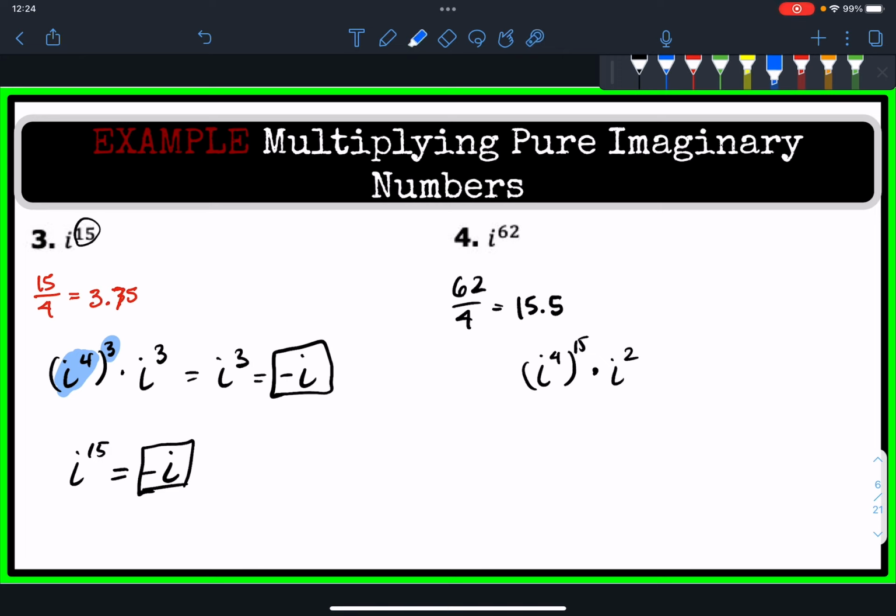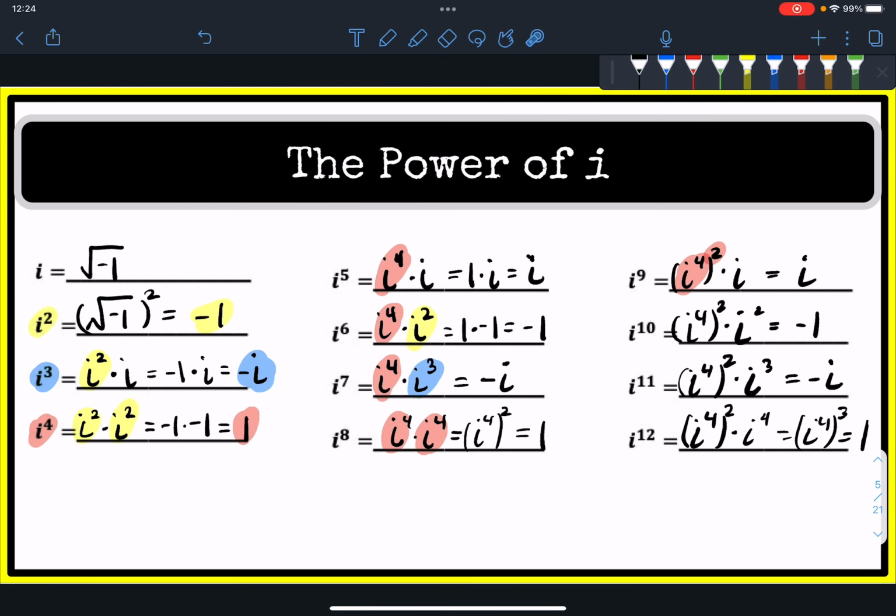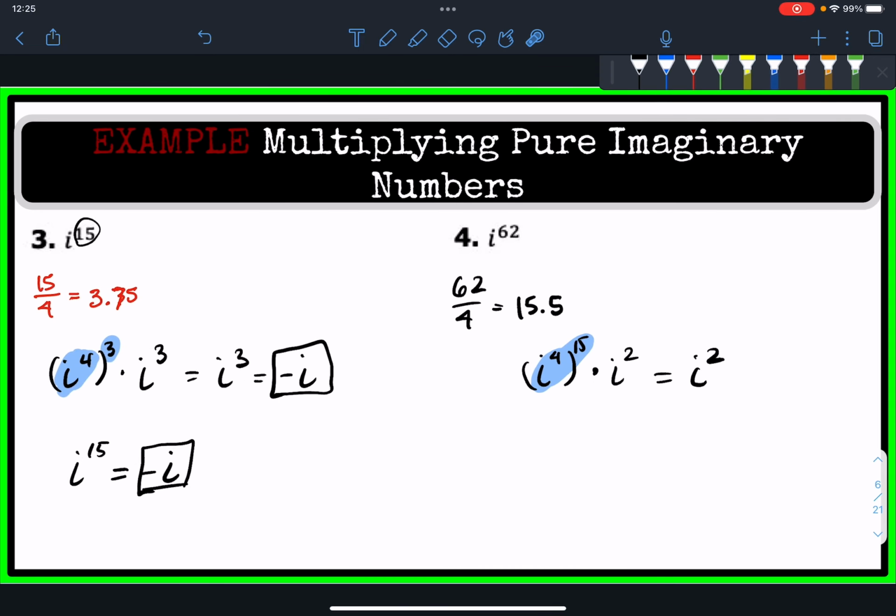Since this is going to equal 1, we're going to end up with i to the 2nd power. And using our definition, i to the 2nd power is equal to negative 1. So raising i to the 62nd power is going to equal negative 1 ultimately. So there's your answer.